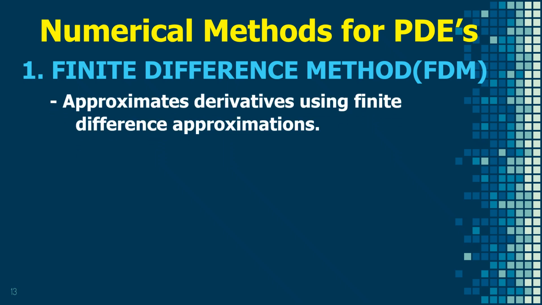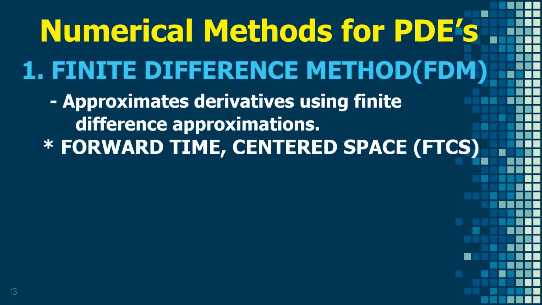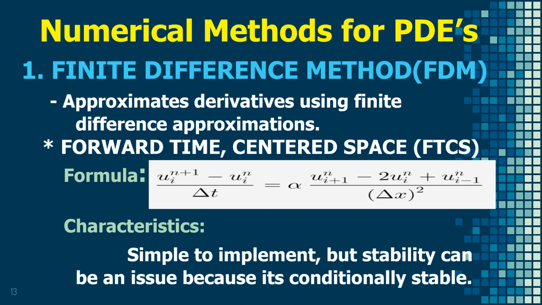So this FDM approximates derivatives using finite difference approximations. So it is first the forward time-centered space. Under finite difference methods, we do have the forward time-centered space or the FTCS. So the formula being used there is this given formula. And of course, its characteristic is that it's simple to implement, but stability can be an issue because it's conditionally stable.